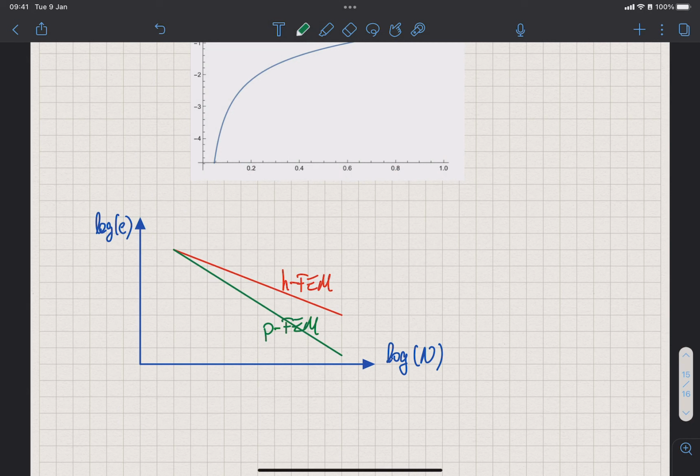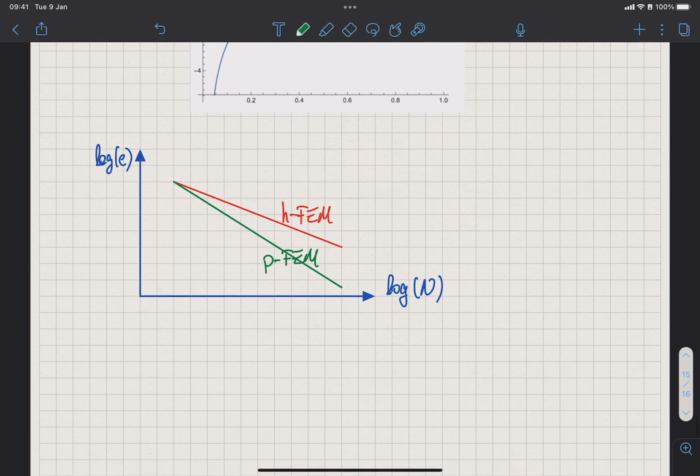Now, notice that I start drawing these curves from the same point because, of course, for a linear interpolant, the p version of FEM with a linear polynomial is going to coincide. Those are spanning the same finite element space. So that is the difference.